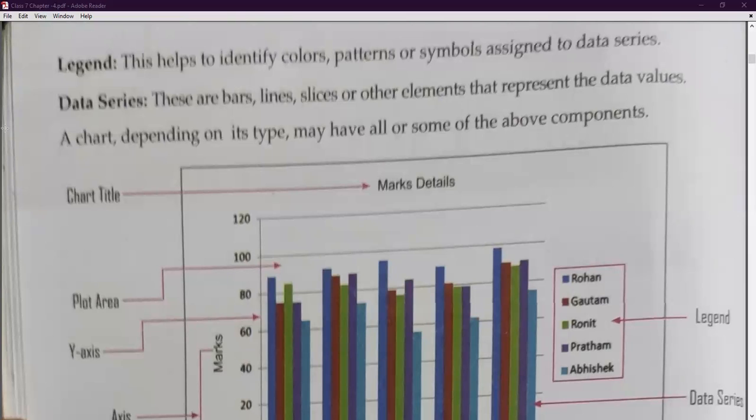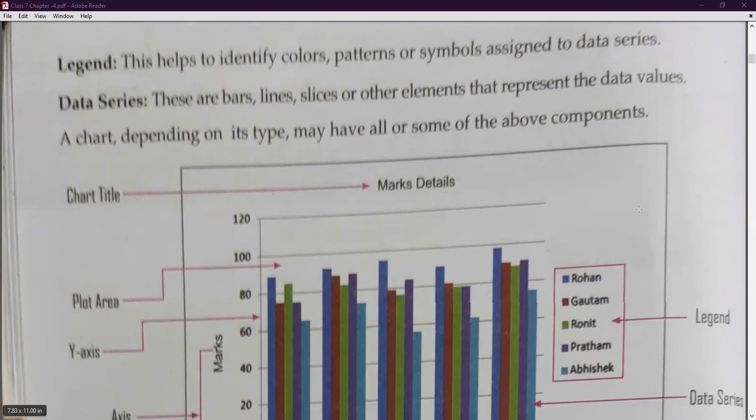Next, data series. Data series means which kind of data, which kind of chart we are using. If we are using bars, then it is also known as a data series. If we are using lines, or slices as we use in a pie chart, you can correlate it with pizza. You have seen a pizza in which you will find 8 slices, 6 slices, so it is in a pie form. Once you have divided that pizza into slices, it will be known as slices of that pizza. Similarly, if we divide our data into some fragments, some segments, then it will be known as slices.